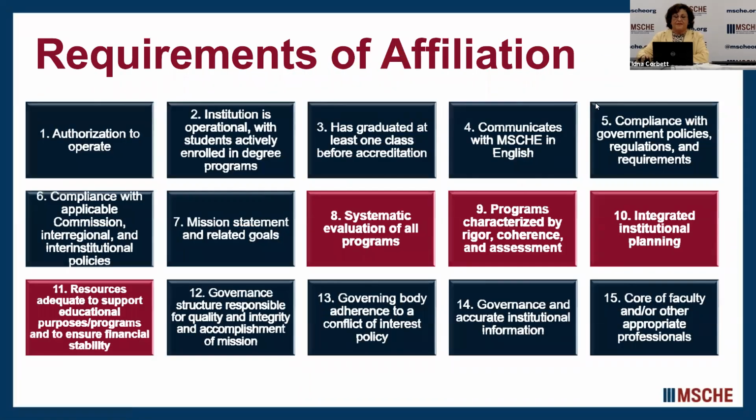The following slide shows our requirements of affiliation. We also request follow-up related to these 15 areas. The ones that you see highlighted in red, again, are our frequent flyers: requirements of affiliation 8, 9, 10, and 11. And if you read them closely, you will see that they are aligned with standards 5 and 6.